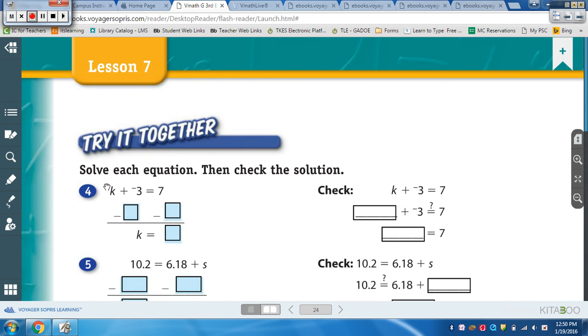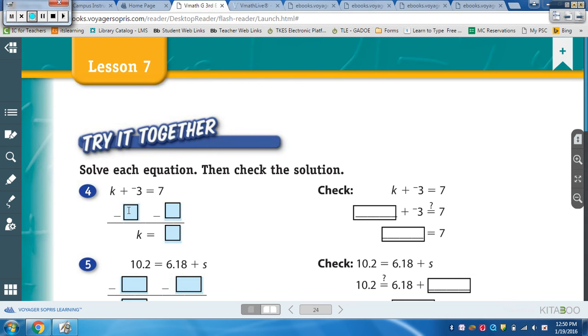We have to get K by itself, as we've done in the previous problems. And how do we get K by itself? What are we doing to K? What operation are we using in this equation? We are using addition. So the opposite of addition is subtraction. Therefore, we must subtract negative 3 from both sides of the equation.